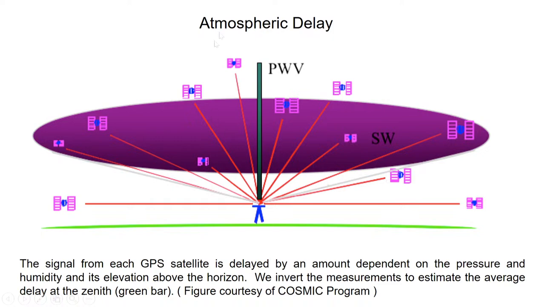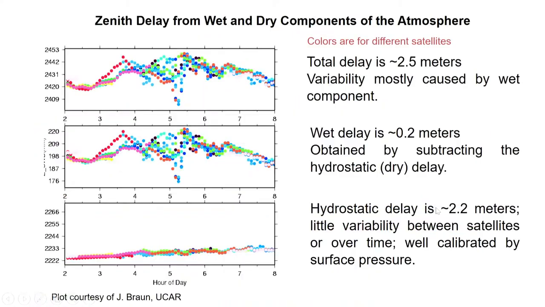And this is the atmospheric delay. So you can see this is called low elevation angle, and this is high elevation angle. At high elevation angle there is no problem, but at low elevation angle there is a problem. And this is the zenith delay from the wet and dry components.